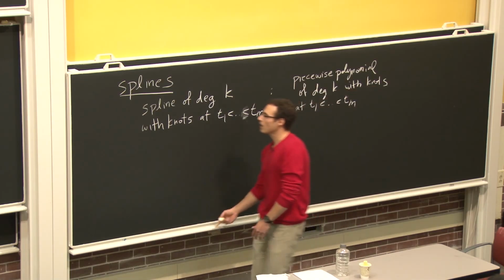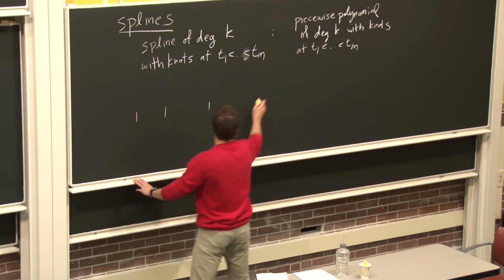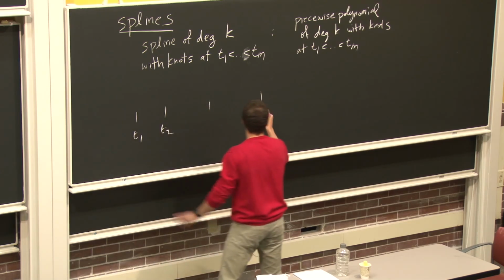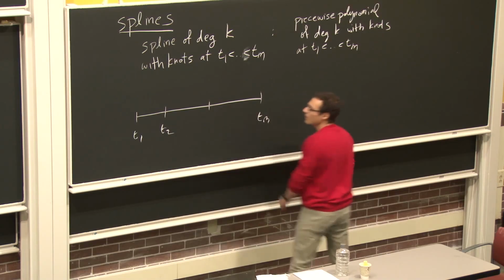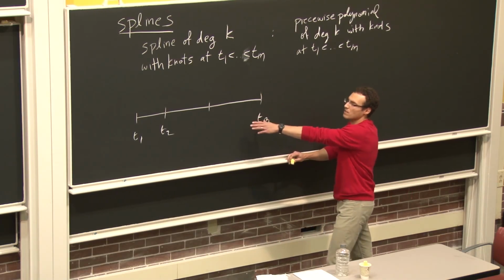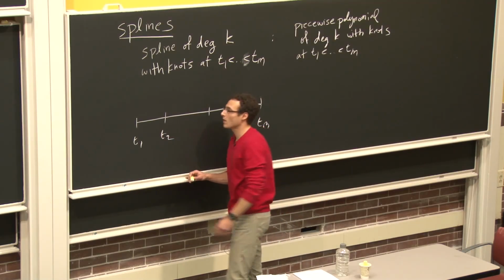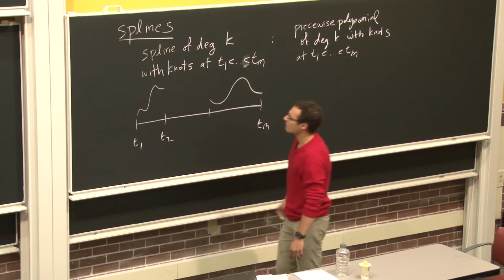Okay, so if I were to draw it, suppose I've ordered these knots, t1 through tm. Again, we're just thinking about univariate functions for now, or like I said, pretty much exclusively. Okay, so a degree k spline just is a polynomial in each of these intervals. It can be a separate polynomial of degree k. Right, so it could just do something in each of these intervals.